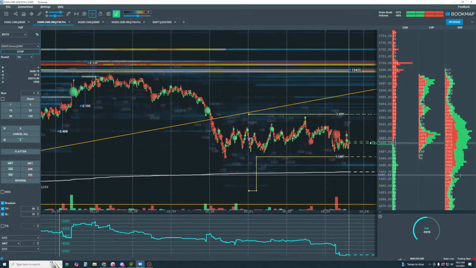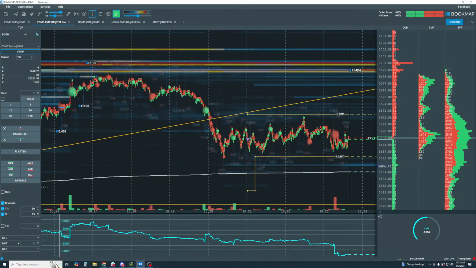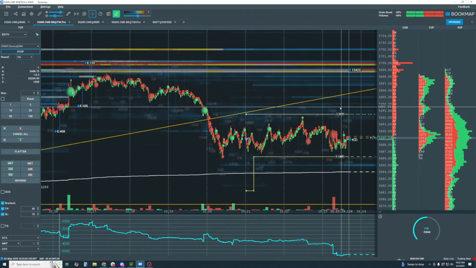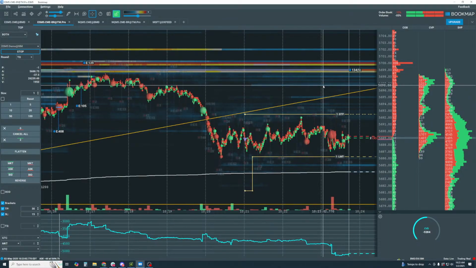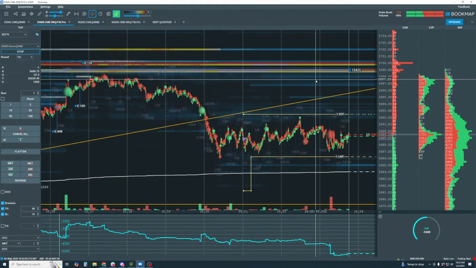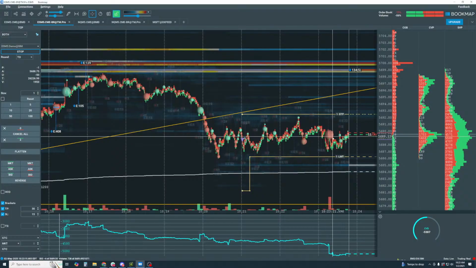We're going to get exploration down to here, or liquidity here at 84, 85. Let's see. Really choppy in here.